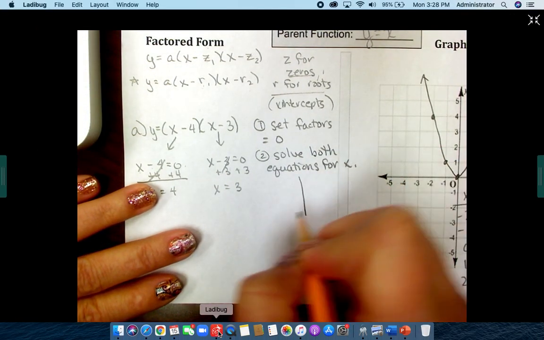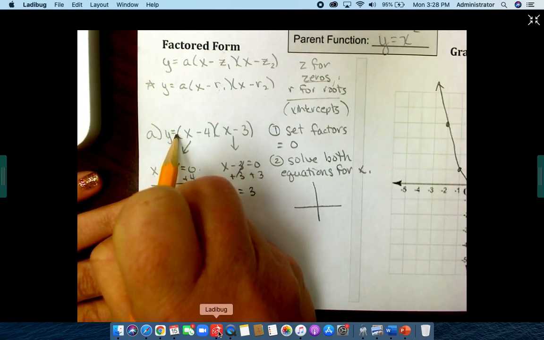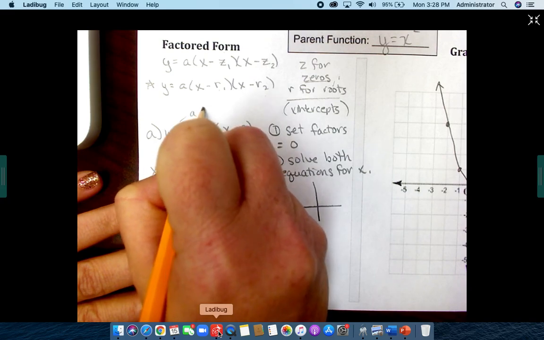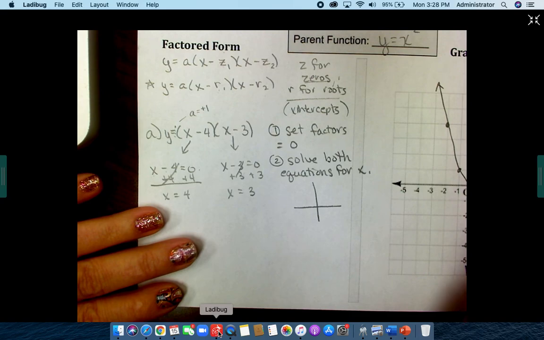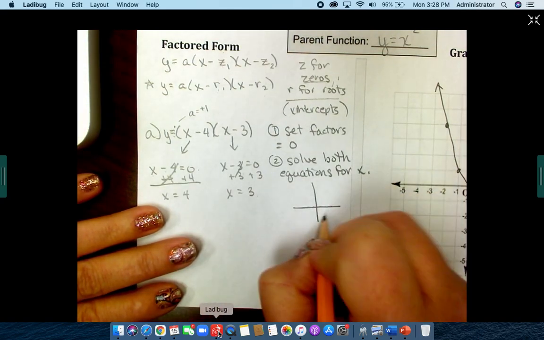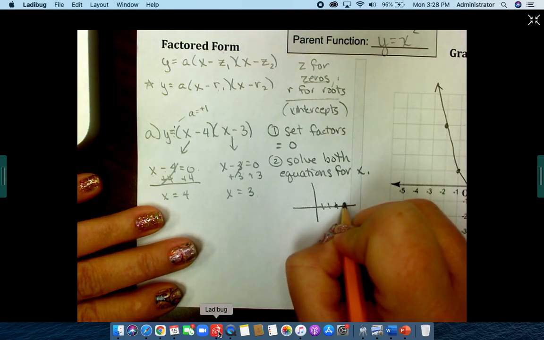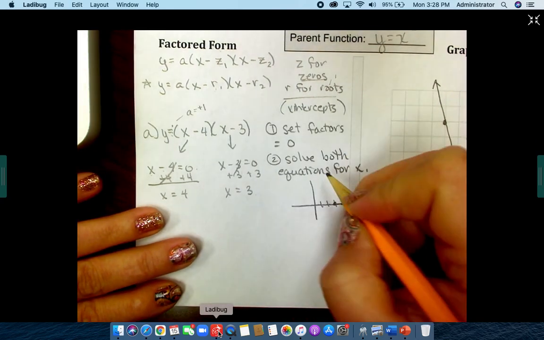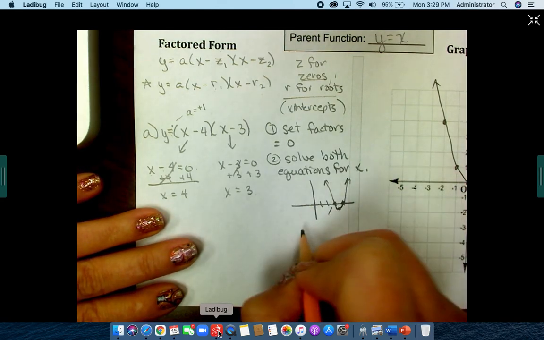So if I graph this parabola, what are some things I know about it? I know that because I have an understood 1 in front, that my a is equal to a positive 1. Well, that means my parabola is going to open up. My roots are where it hits the x-axis. So I have it hit at 3, and I have it hit at 4. Well, if it opens up, it's going to look something like that. Okay? So what are these ordered pairs?